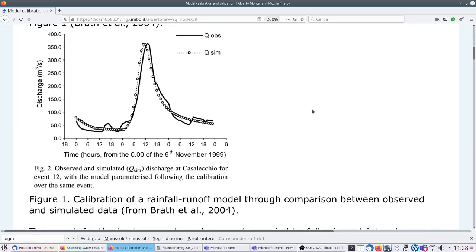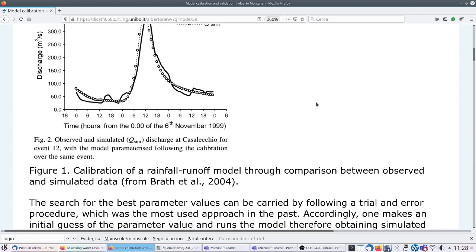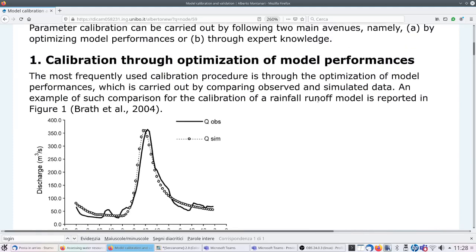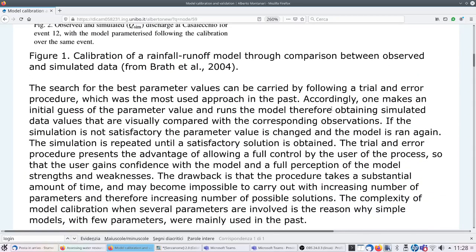Now, let's discuss this calibration through optimization of model performances. There are 2 ways of carrying it out. One way is through trial and error. We already discussed it. No need to discuss it again. The second way is through automatic optimization. And we tried both of them. So we already know the pros and cons of the one and the other.